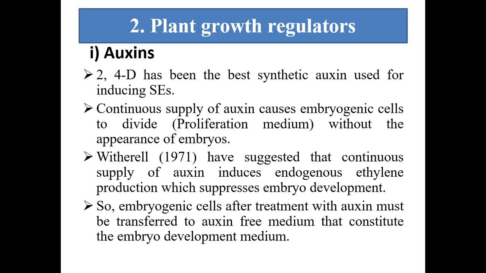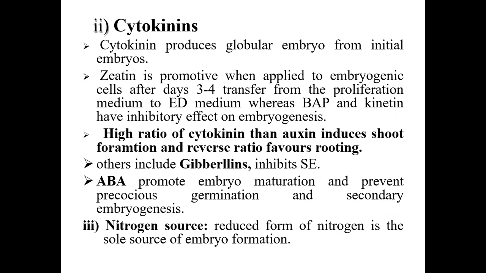Henceforth, we get an idea about the cytokinins, which are responsible for the development of the globular stages from the initial embryo. We all know zeatin has been promotive when applied to embryogenic cells after 3 to 4 days of transfer and proliferation to the medium, whereas benzyladenine and kinetin have a certain inhibitory effect on embryogenesis. Therefore, the ratio is very vital. A high ratio of cytokinin versus auxin induces shoot formation, and the reverse ratio favors rooting.